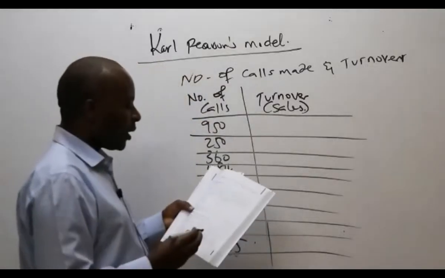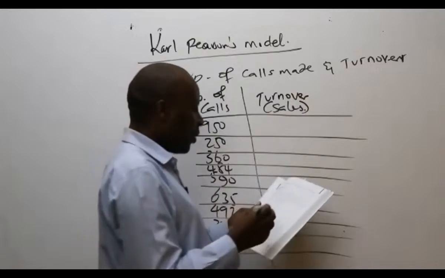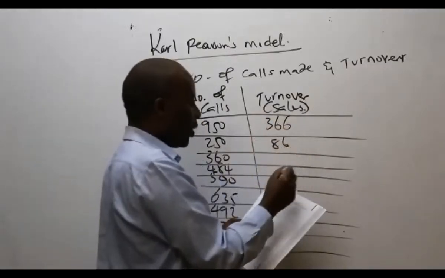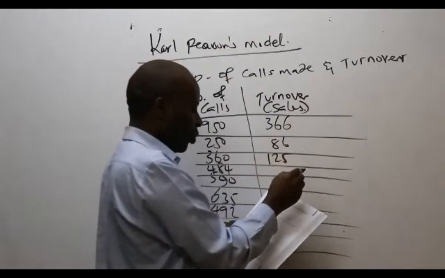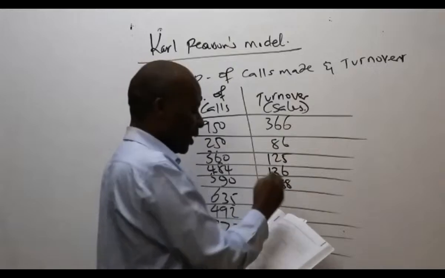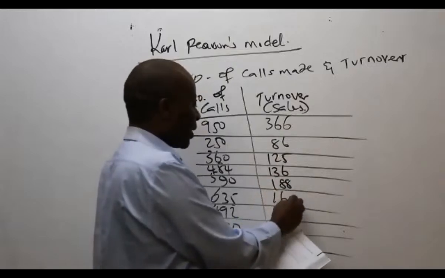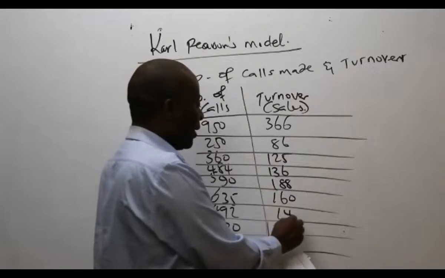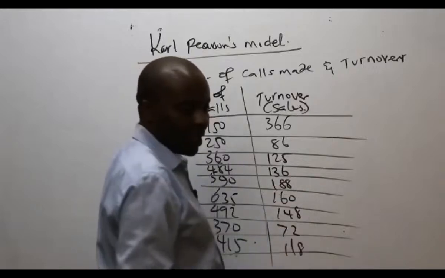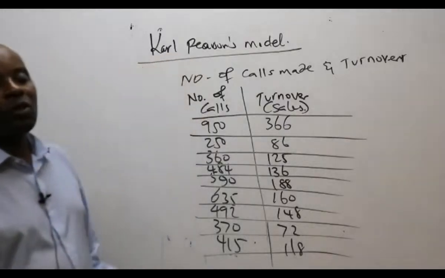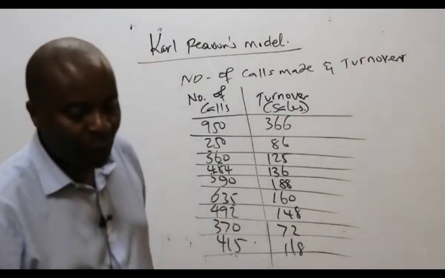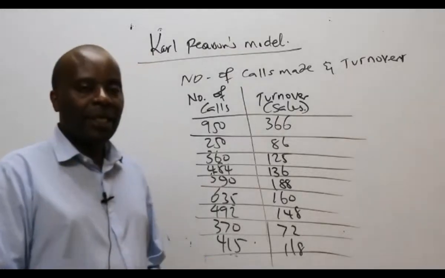So the first turnover they have given me is 366. We have 86, 125, 136, 188, 160, 148, 72, and then we have 118. So please, first of all, we must copy up to there. And the moment you finish copying up to there, could you kindly stand up and say yes?